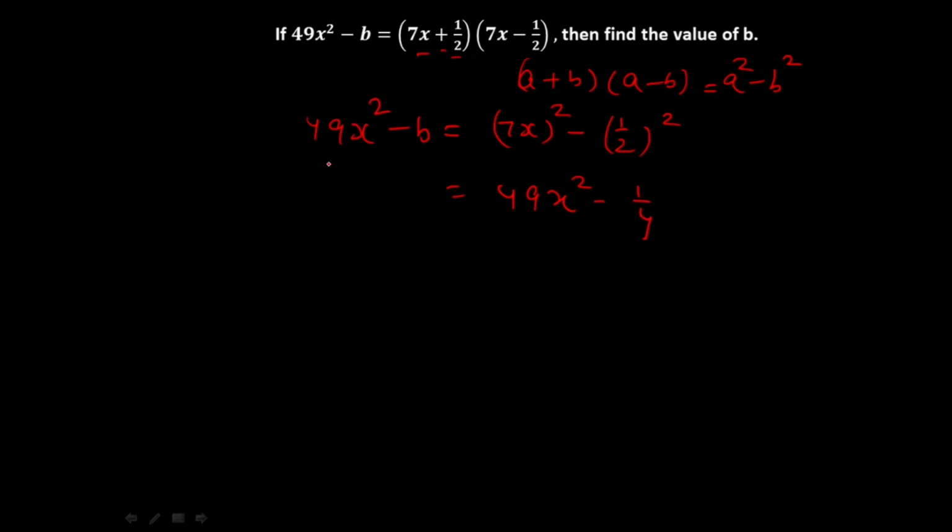Now compare the like terms. This equal to that, fine. Minus minus, correct. So what is b? b is nothing but 1/4. My answer.